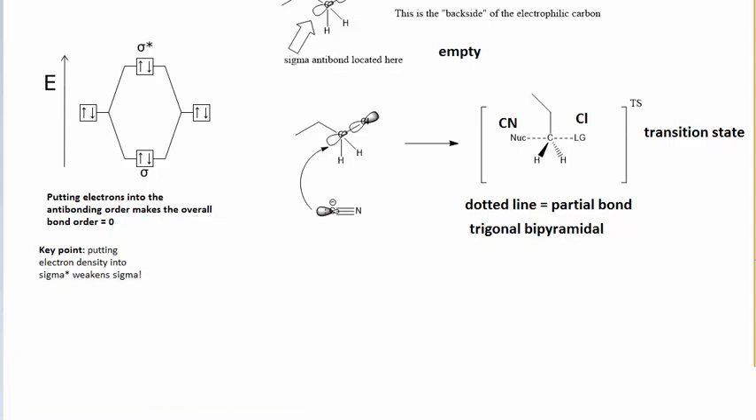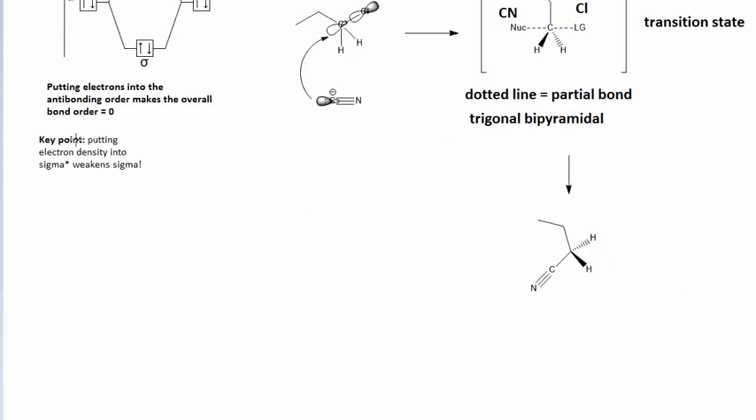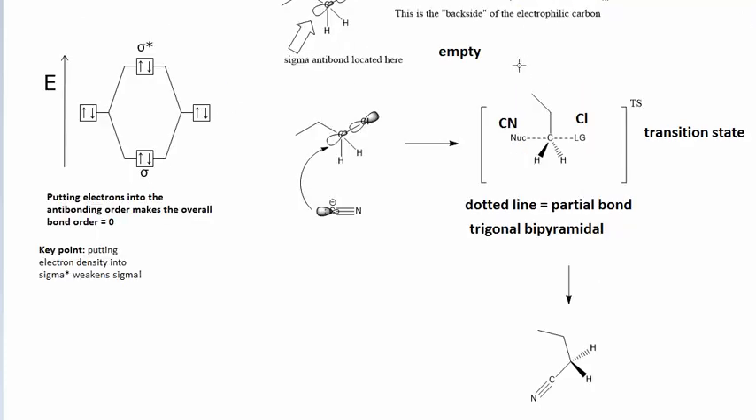As a result, you get your final product, which looks like this. Now remember, as the antibonding orbital is filled with electron density, that brings the bond order to 0, which means the sigma bond breaks, but immediately afterwards, you have a new sigma bond between carbon and the nucleophile. So it goes back to this filling diagram with this empty and this filled.